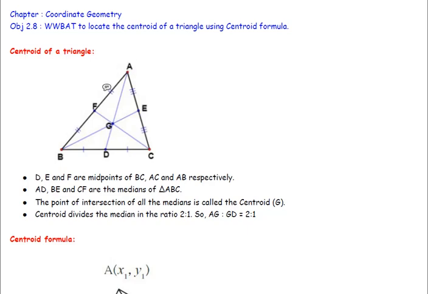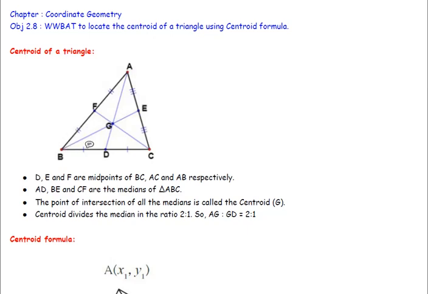Here you can see a triangle A, B and C. The points D, E and F are midpoints of every side. That is, D is the midpoint of BC, so D divides BC into two equal parts. E is the midpoint of AC, and it divides AC into two equal parts. And F is the midpoint of AB, and it divides AB into two equal parts.